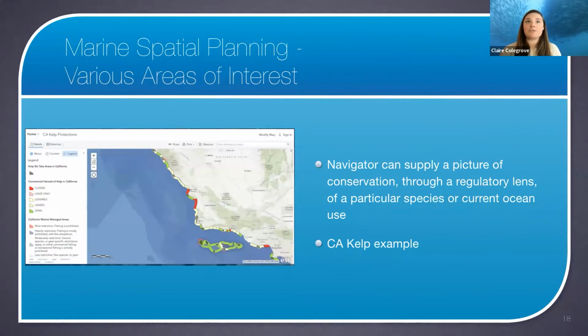When undertaking marine spatial planning or other forms of assessment of the marine environment, we know how difficult it is to visualize current regulations as well as areas of ecological importance. This image of California kelp restrictions demonstrates how Navigator can create visual depictions of specific areas of conservation interest. This map not only shows the areas open and closed to kelp harvest, but the variety of lease statuses as well.